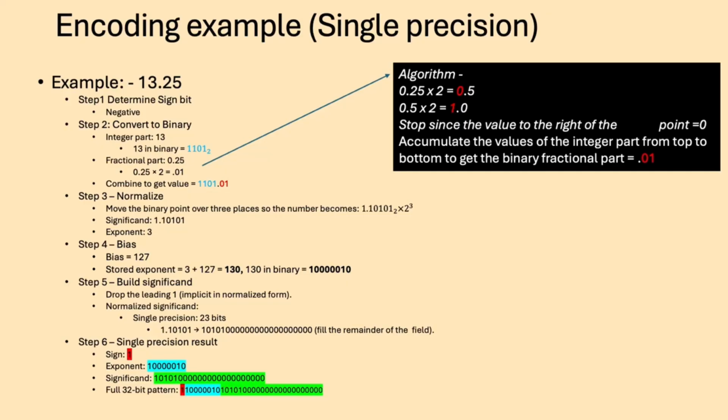We drop the leading 1 to get a significand of 10101 and pad the remainder of the field to get 10101000, all the way out to fill the bit field. Now construct the full value with the sign bit, the exponent, and the significand, to get a full 32-bit number of 0100 0001 0101 0100, and the remaining bits are all 0.